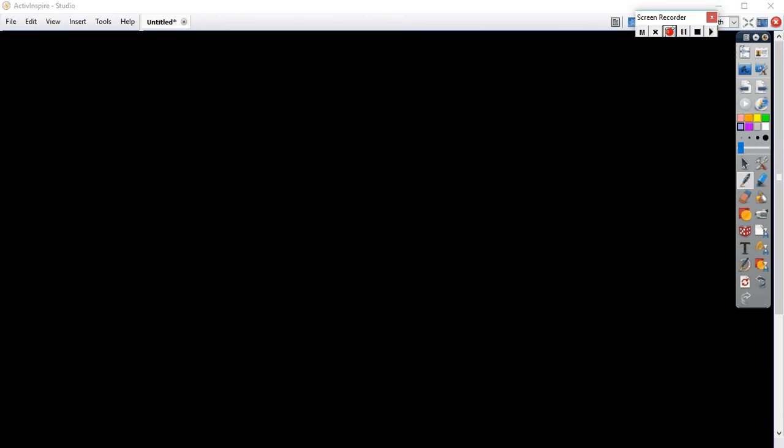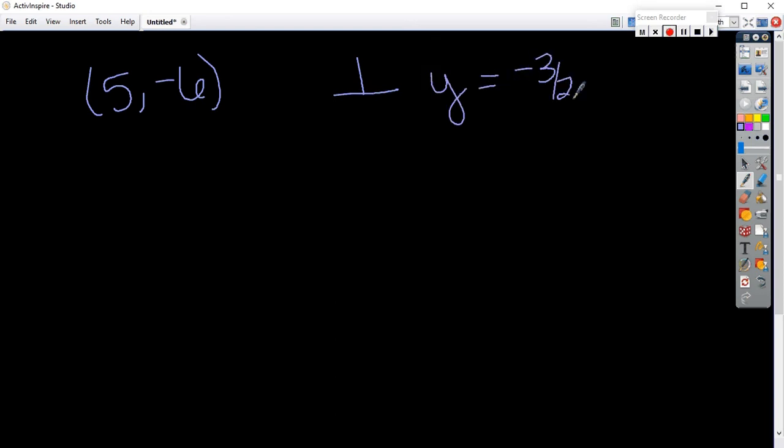I won't do a parallel, I'll do a perpendicular. Write an equation of the line that passes through the point (5, -6) and is perpendicular to the line y equals negative 3 over 2x plus 7. So, what information can you glean from that? You already have the slope. What is the slope going to be? Negative 3 over 2. Close. Positive 2 over 3.